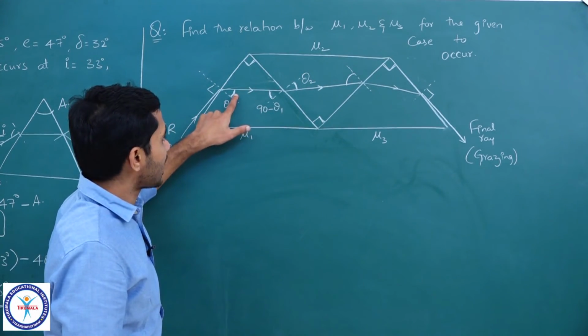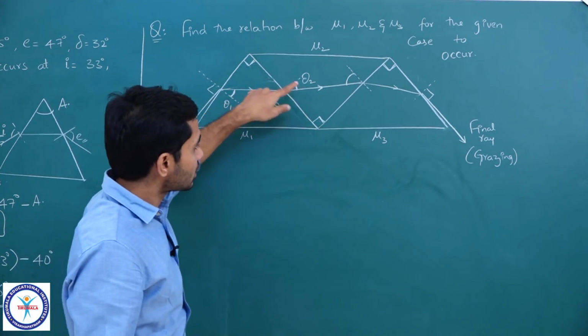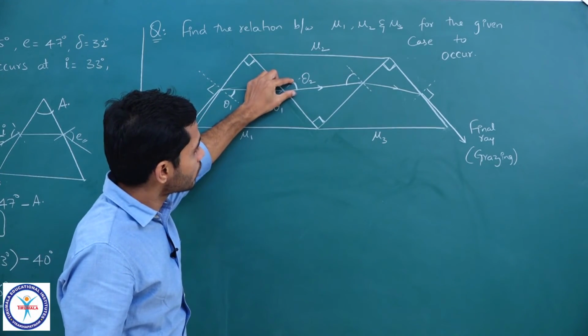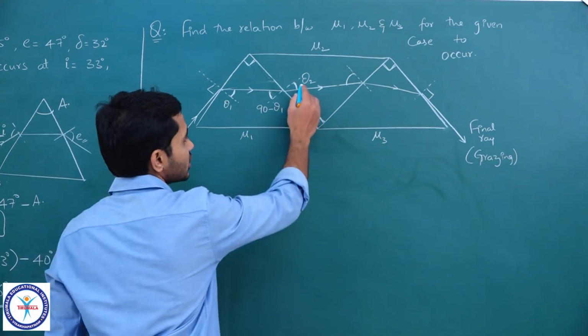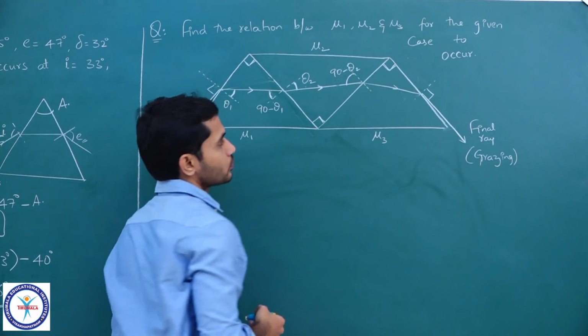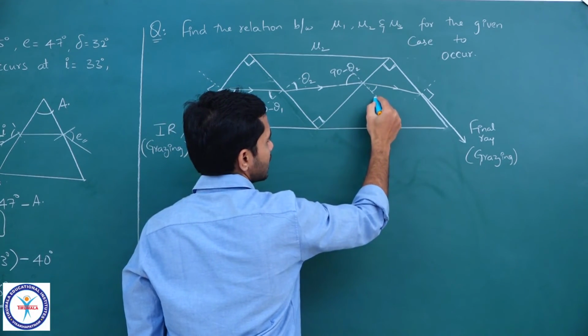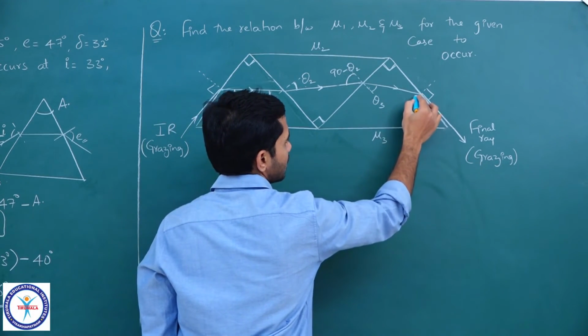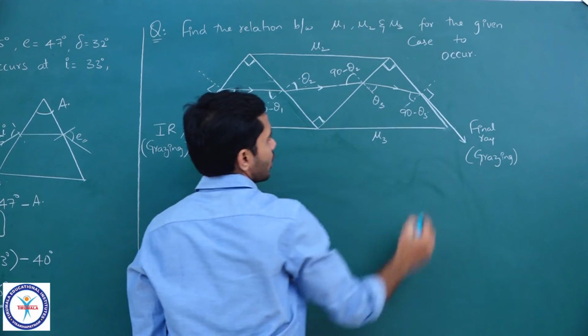So, we know that this angle with the normal plus this angle with the normal is 90. In the same manner, this angle with the normal and this angle with the normal should add up to 90. So, if this is theta 2, then this would be 90 minus theta 2, correct. Similarly, if it enters into the third medium at theta 3, this angle would be 90 minus theta 3.